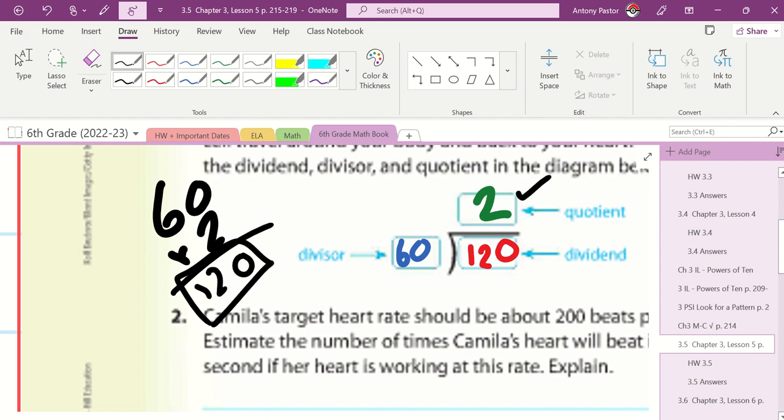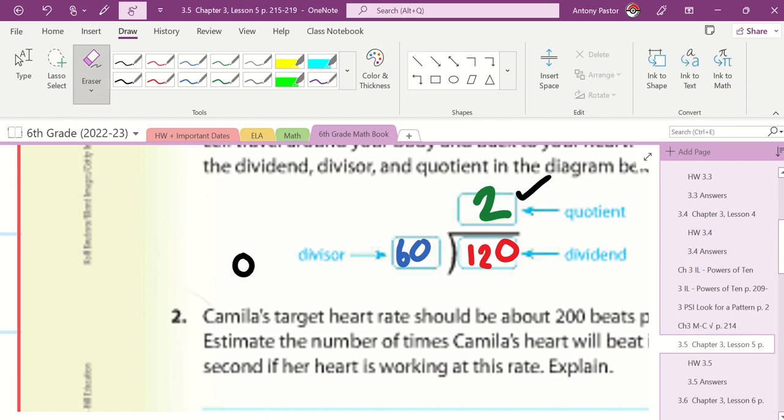My quotient is 2. So again, as a recap for vocab, dividend is the number we are dividing. Divisor is the number we're dividing by. And quotient is the answer to a division problem.